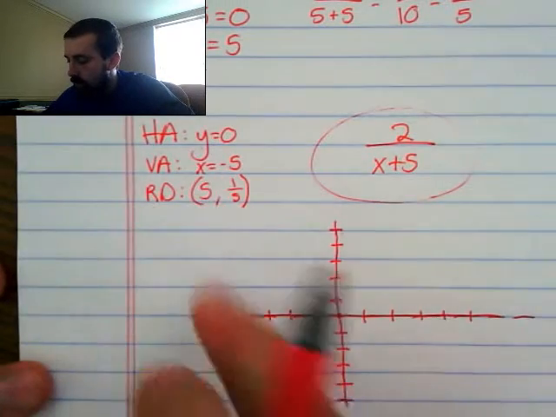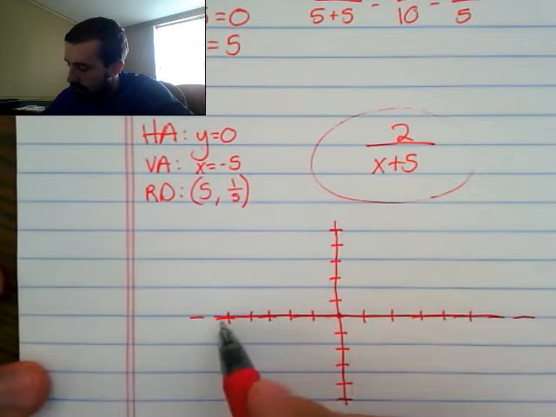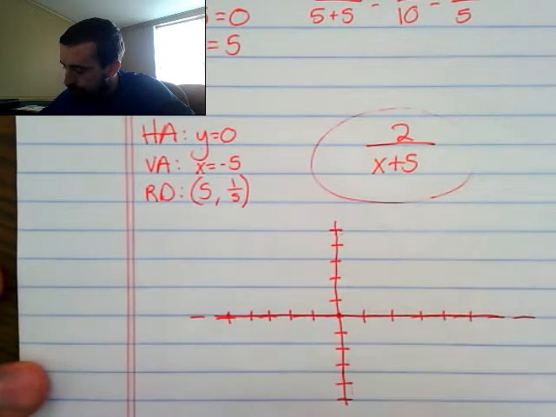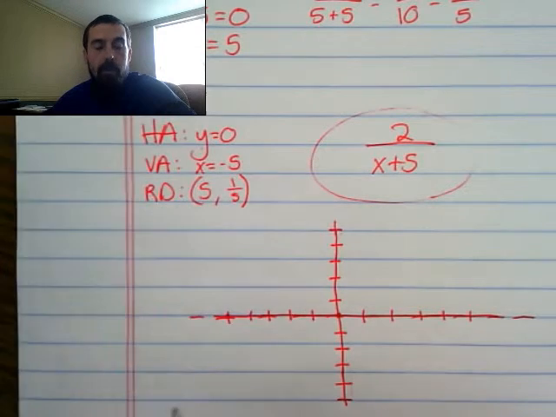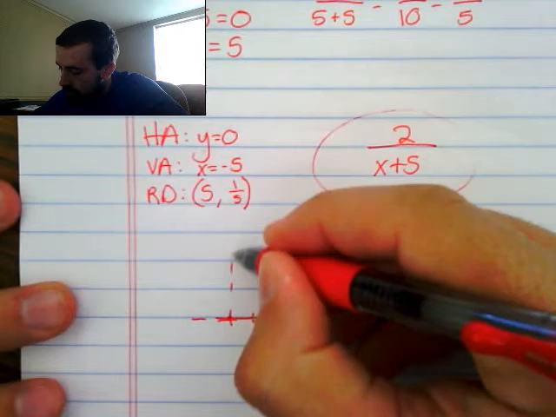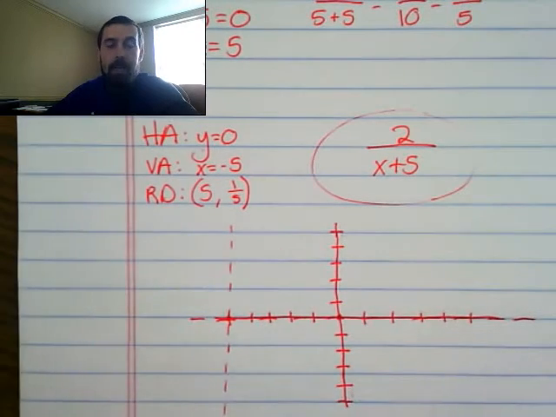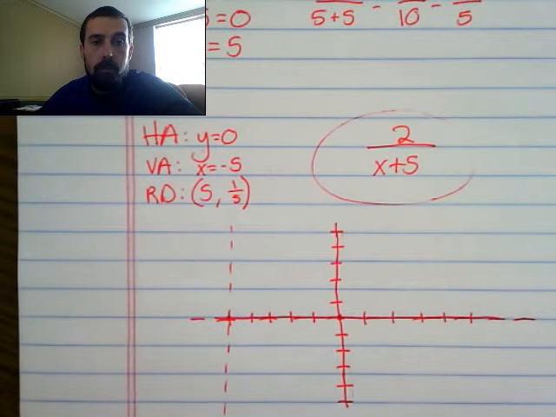Now we have a vertical asymptote at x equals -5. So we go to our x-axis and we go to -5. We'll make a little dot right there. And vertical means up and down. So we're going to have a vertical asymptote going up and down at -5. And that's how you would plot your asymptotes.